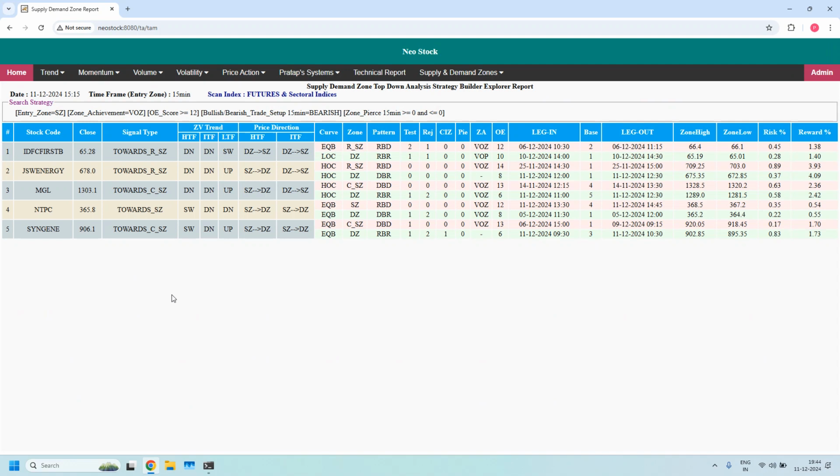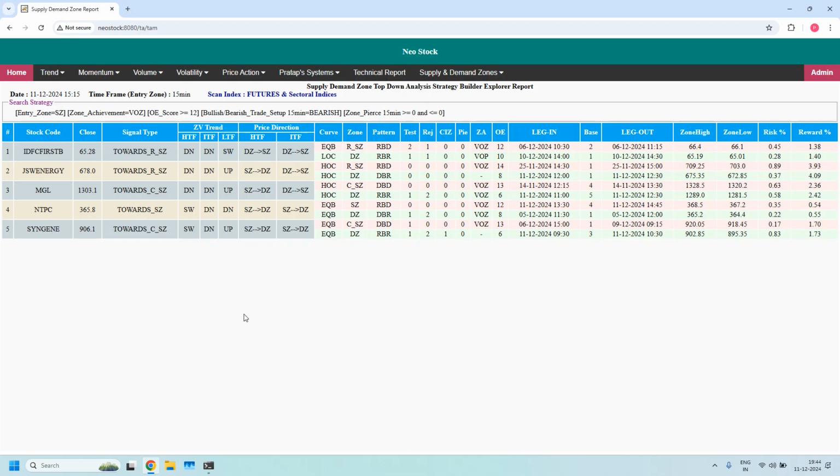Now let's verify. We got 5 stocks. These 5 stocks are supporting bearish trade setup for daily income trade, and the entry time frame zones are 15 minute supply zones. All these 15 minute supply zones for these 5 stocks are supporting bearish trade setup for daily income trade. Out of these 5 15 minute supply zones, there could be some high probability supported zones available. We need to filter them.